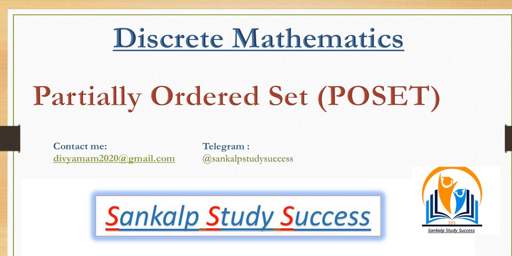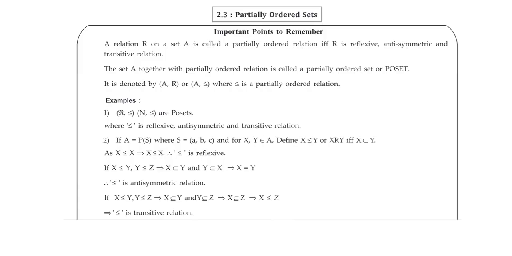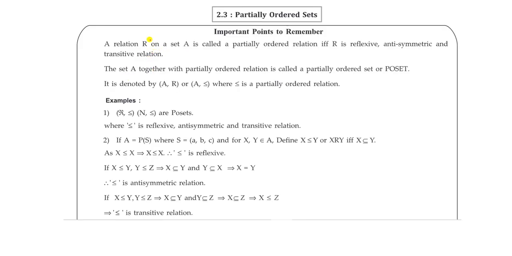So let us discuss the partially ordered set. What is a partially ordered set? What are the conditions for a partially ordered set? Let us discuss. See the definition first. A relation R on a set A is called a partially ordered relation if R is reflexive, if R is antisymmetric, if R is a transitive relation. So R should be reflexive, R should be antisymmetric, R should be transitive, then we can say that that particular relation is a partially ordered set.